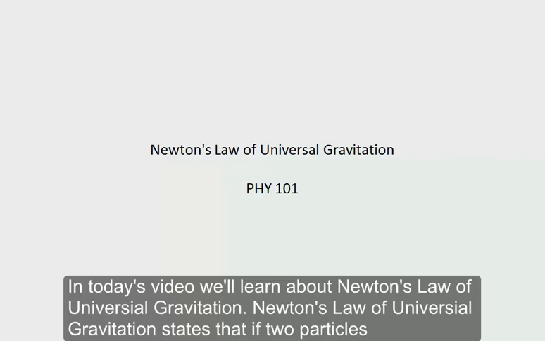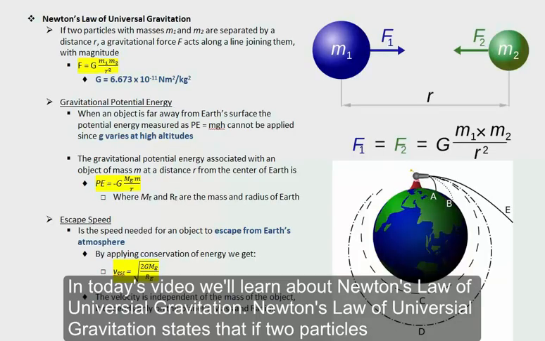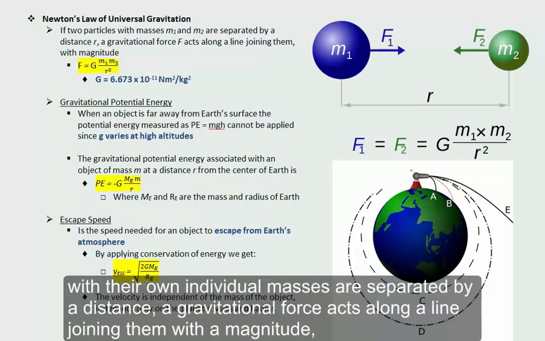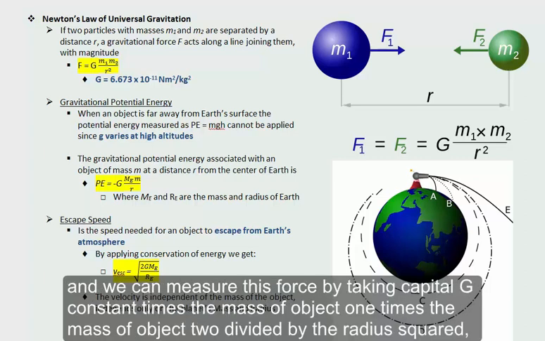In today's video, we will learn about Newton's law of universal gravitation. Newton's law of universal gravitation states that if two particles with their own individual masses are separated by a distance, a gravitational force acts along a line joining them with a magnitude. And we can measure this force by taking the capital G constant times the mass of object 1 times the mass of object 2 divided by the radius squared.